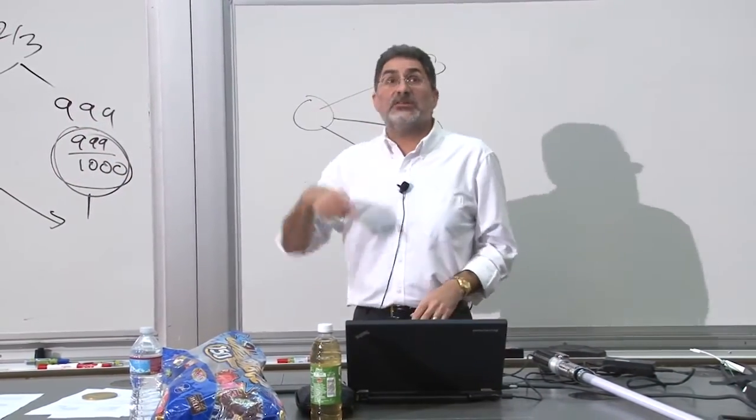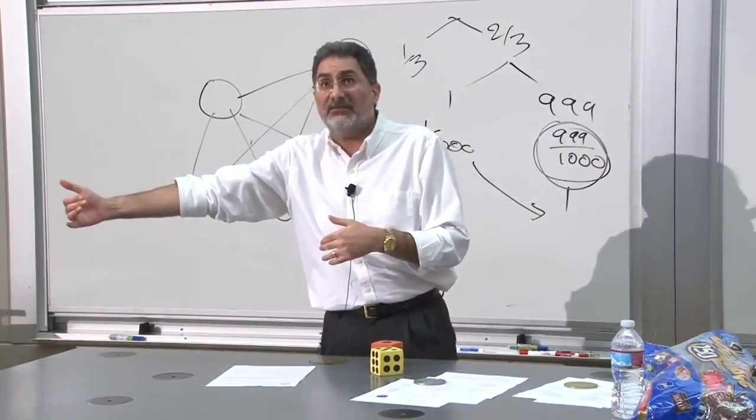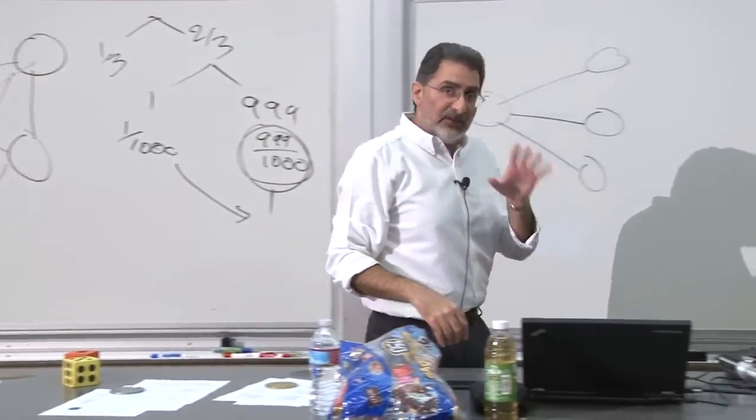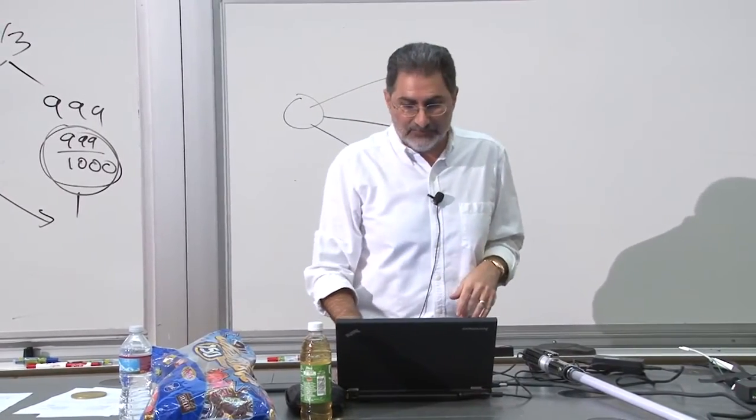There are some individuals that are risk preferring. They tend to really like gambling, because the second $50 is worth more to them than the first $50. And so if they can take an even, fair 50-50 bet to win that second $50, they're likely to do it. But there's very few people like that in the world. I shouldn't say very few people. There's a small number.